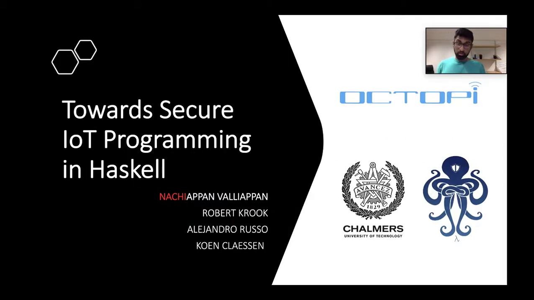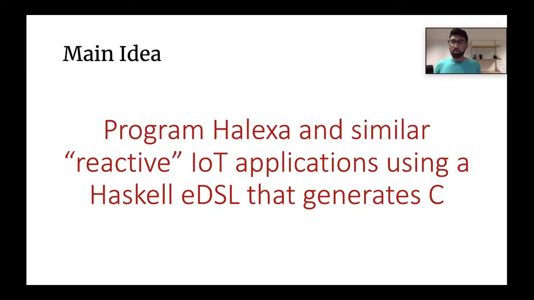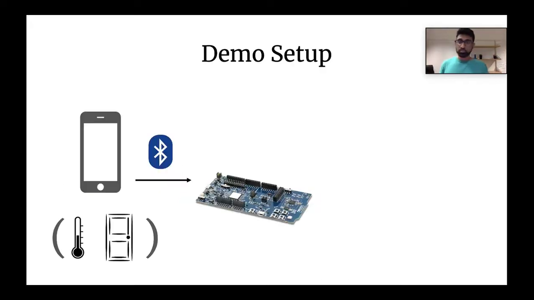So I'm here, me, the guy with the longest name, along with other co-authors on the paper, to tell you about how we think Alexa and other similar reactive IoT apps should be programmed in Haskell using an eDSL, right? This also happens to be the goal of our project. So the main idea that I'm here to tell you is that we think you should program Alexa and similar reactive IoT apps using a Haskell eDSL, which then generates C for you so that you don't have to write C. And you enjoy writing Haskell, so why not?